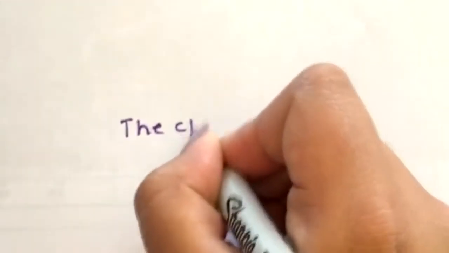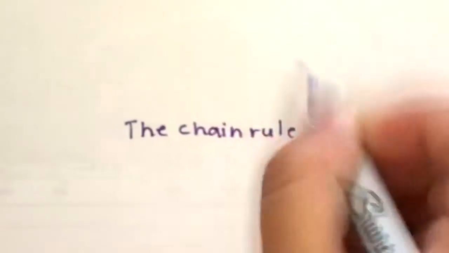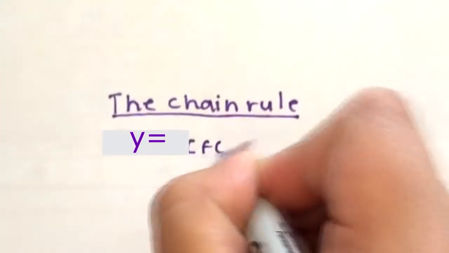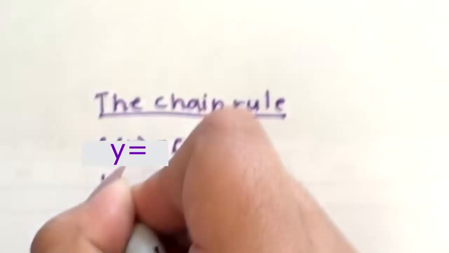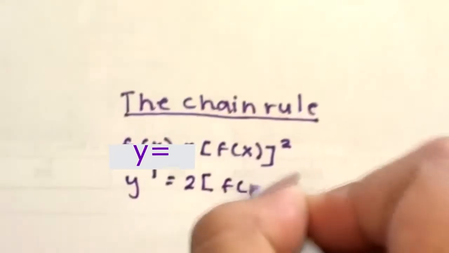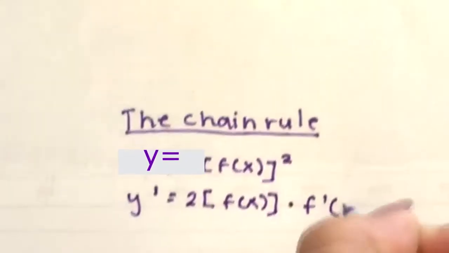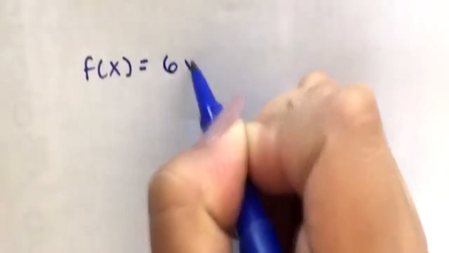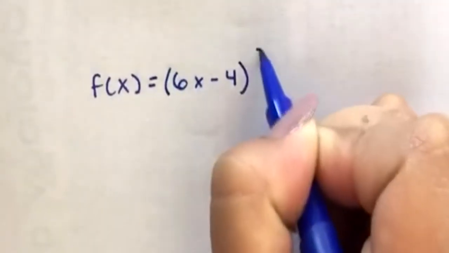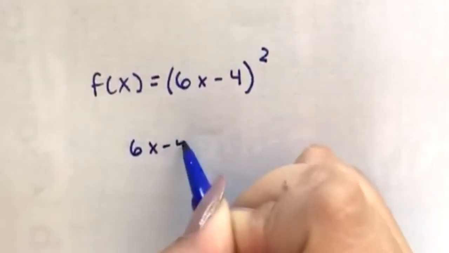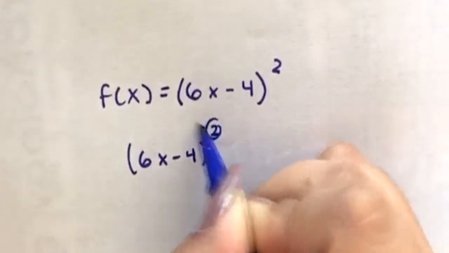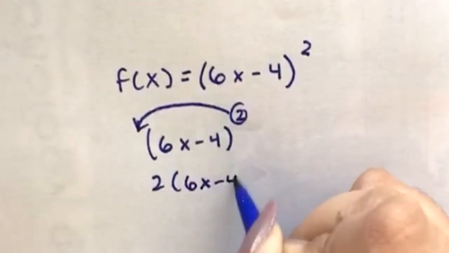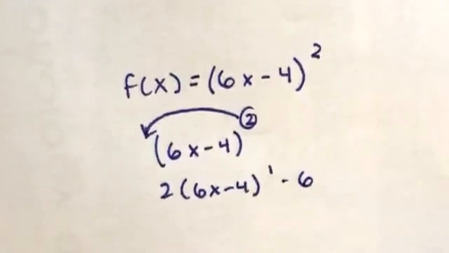Our next rule is chain rule. Our equation is y equals f of x squared, and to derive, you have to move the exponent to the front and multiply by the derivative inside. f of x equals (6x minus 4) to the power of 2. Using chain rule, you bring the exponent to the front and subtract it by 1, and then multiply the equation by the derivative of the inside function.